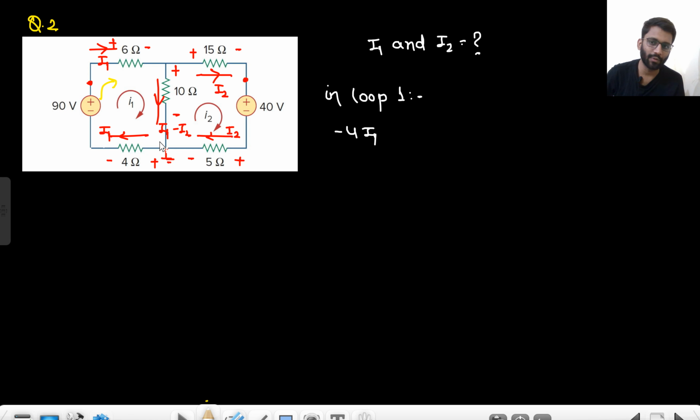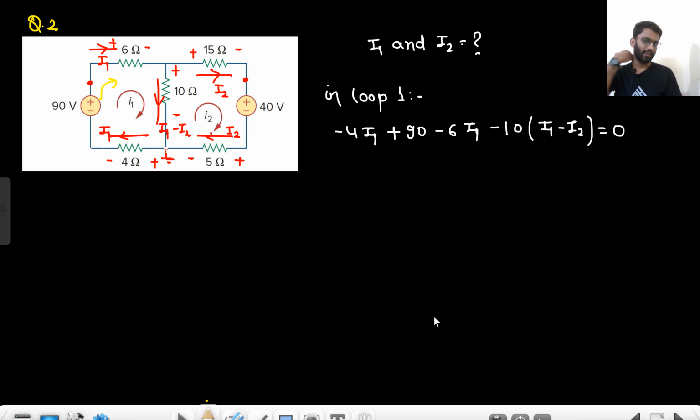So if this is 0, this will be minus 4I1. This will be plus 90. This will be minus 6I1. And then this will be minus 10 I1 minus I2. That's it. We have worked around the complete loop. From this point we started, then moved here, then here, then here, then again here. Right? 0 minus 4I1 plus 90 minus 6I1 minus 10 I1 minus I2. Okay, this is equation 1.